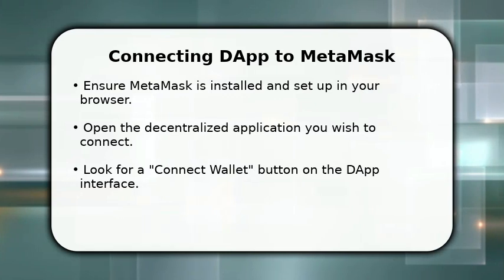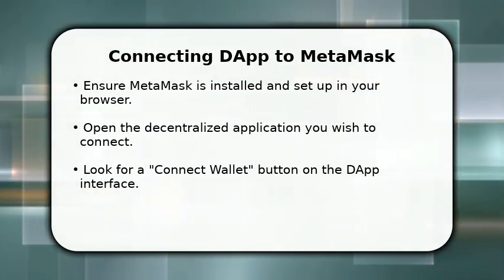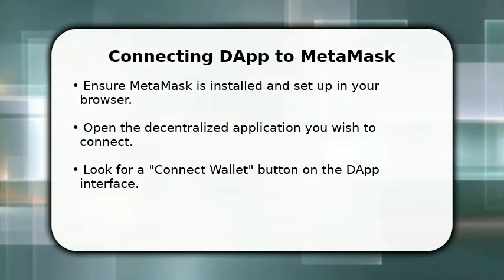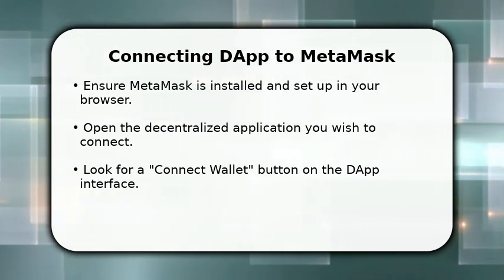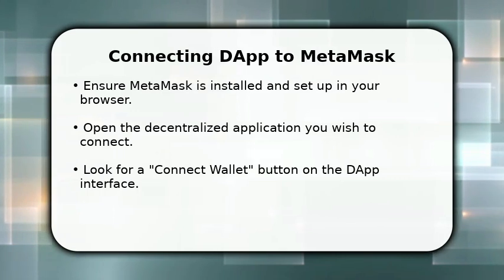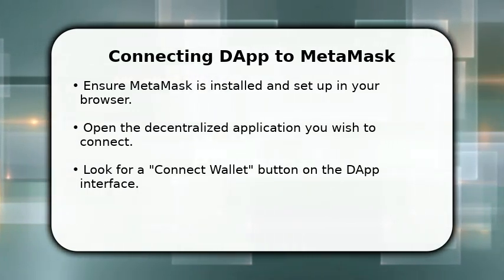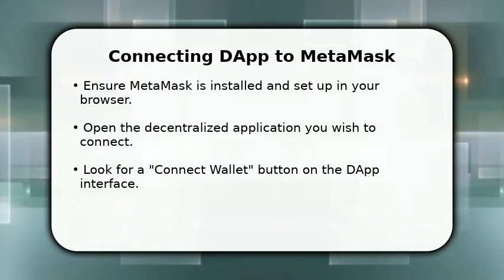In this video, I will explain how to connect a Dapp to MetaMask. First, make sure your MetaMask wallet is properly installed and configured in your web browser. Next, navigate to the decentralized application you want to use. Once the Dapp loads, locate the Connect Wallet button, which is usually prominent on the page. This button initiates the connection process, linking your wallet to the application.